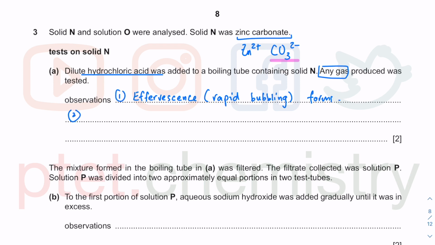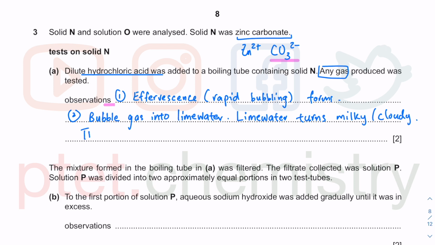They're asking for observations because any gas produced, for example, you get effervescence or bubbling, indicates that there is a gas produced. What we can say is bubble the gas into lime water. When you bubble the gas into lime water, this is the test for carbon dioxide gas. So lime water will turn milky or cloudy, whichever one you use will have been alright. And then identify the gas only after you get a positive result. The gas produced is carbon dioxide because you had just reacted the zinc carbonate plus your dilute hydrochloric acid, which will give you the salt, zinc chloride, and carbon dioxide, and also water.